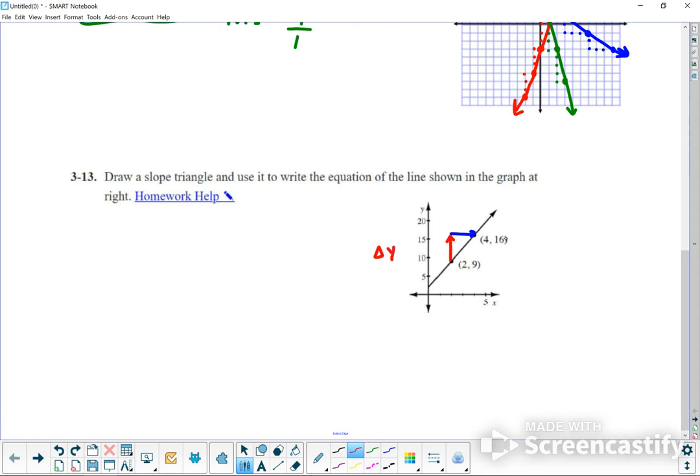So our change in y, we're going from 9 to 16. So just count. From 9 to 16, that's 7. So our change in y is 7. And our change in x, we're going from 2 to 4. So 2 to 4, that's 2. So our slope equals 7 over 2, which is the change in y on top and the change in x on the bottom.